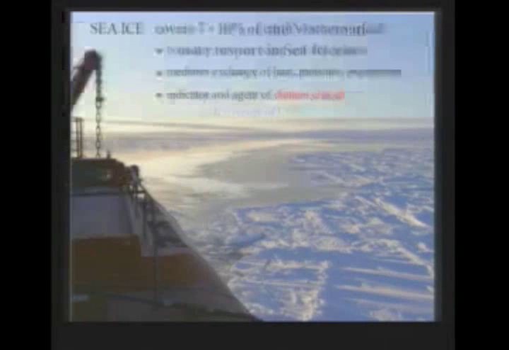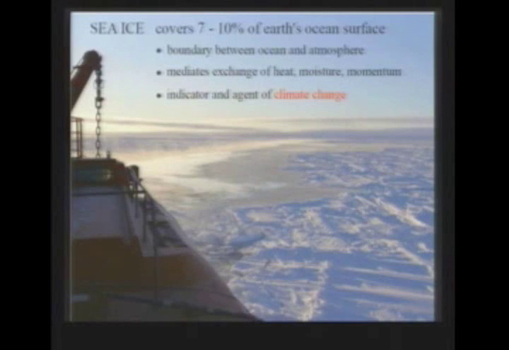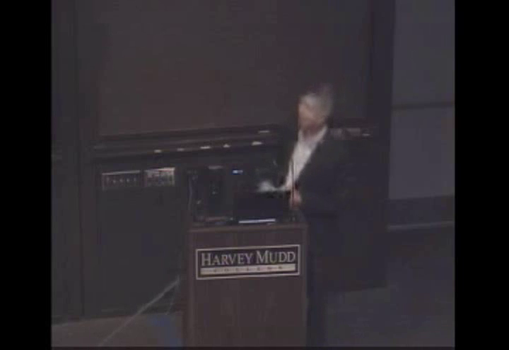So why study sea ice? Well, there's a lot of it. There's less now than there was, but everybody says, Ken, you've got to work fast because it might all go away. It covers about 7 to 10% of the Earth's ocean surface in the polar regions. It's the boundary layer between the ocean and the atmosphere, these two principal geophysical fluids, and as such, it mediates the exchange of heat, moisture, and momentum between the ocean and the atmosphere.